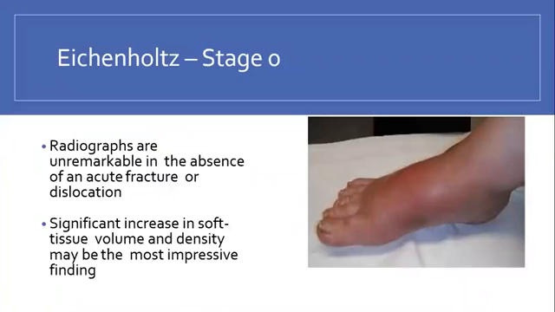In your Eichenholz stage 0, radiographs are unremarkable in the absence of an acute fracture or dislocation. However, clinically, there's a significant increase in soft tissue volume, and density may be the most impressive finding on the X-ray. And clinically, this is what the foot would appear like here to the right.